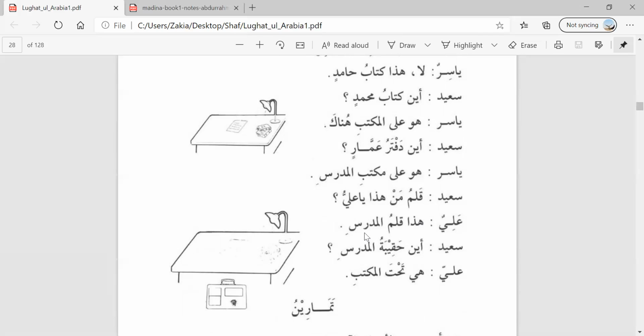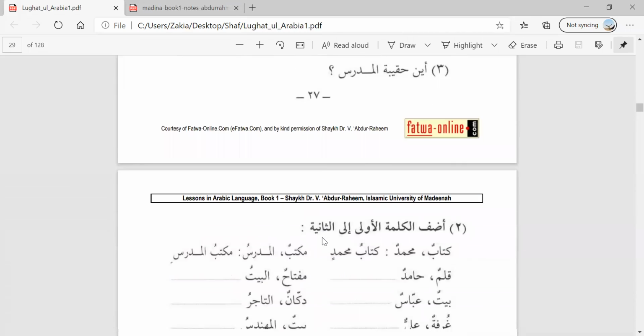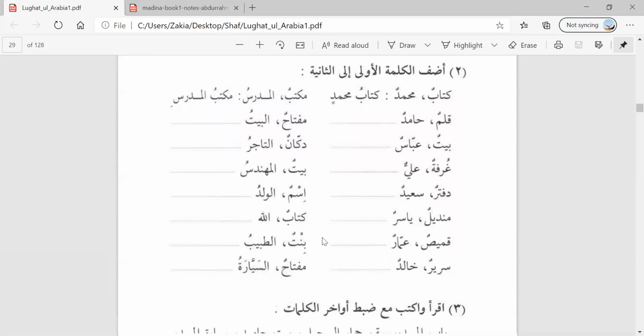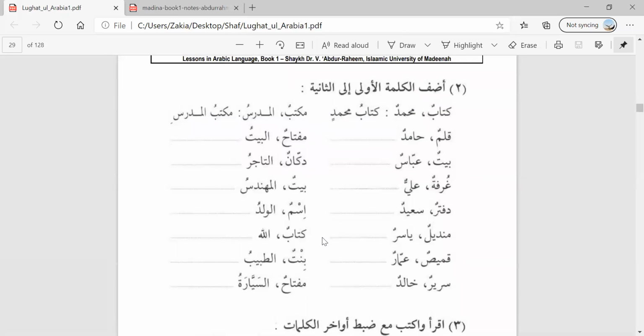So hada qalamu al-mudarris. Okay, so here you have ismu ishara, and the ismu ishara, remember, is for those things that are close, al-qarib: hada, or hadihi, which is for feminine. Okay, so here you will put a sign on the, okay, so here the signs are done for you.